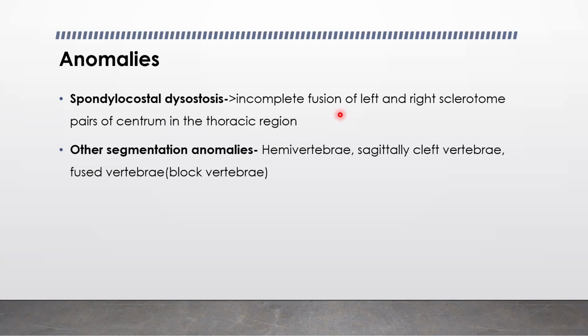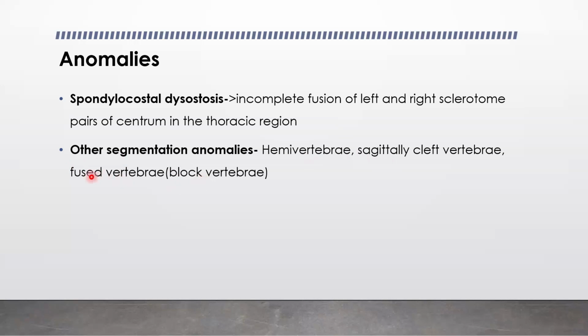Then you have other segmentation anomalies such as the presence of hemivertebra. For you to have a hemivertebra, it means there was absence of fusion of the cranial and maybe caudal portion of these somites. And then you can also have sagittally cleft vertebrae. You can also have fused vertebrae, maybe the intersegmental mesenchyme continues to form, to ossify and give us fused vertebrae. And these fused vertebrae, we'll see some of them in the cervical region, which will give us brevicollis, which you'll see in a few minutes.